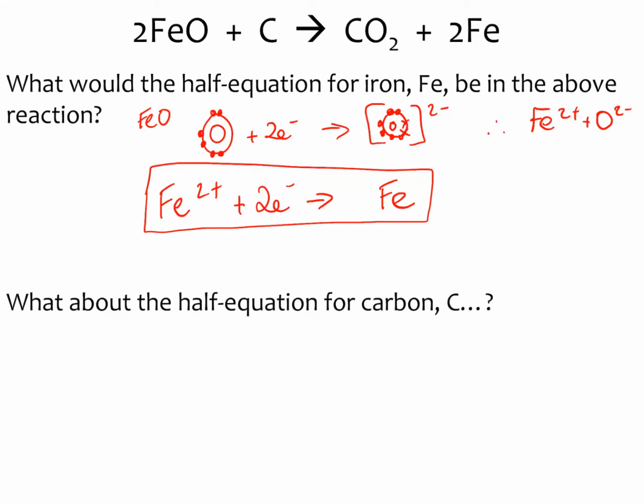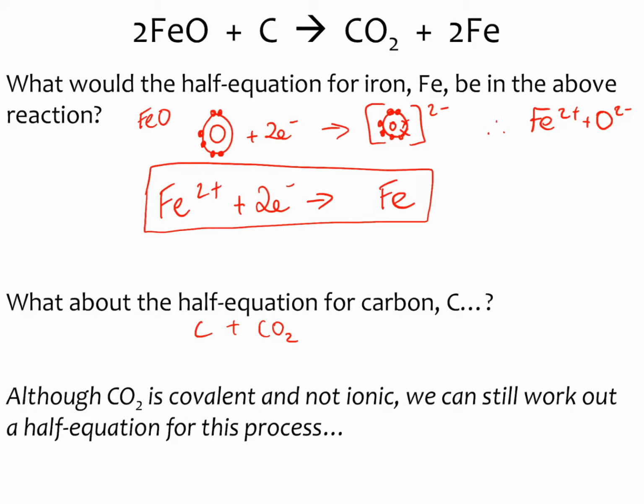But what about the half equation for carbon? Now, carbon to carbon dioxide is a bit more tricky because carbon dioxide is not ionic. It's a covalent molecule, so it doesn't form ions. But we know that this is an oxidation because carbon is forming carbon dioxide. It's gaining oxygen. And we know that oxidation can be expressed in terms of electrons. Now, although carbon dioxide is covalent and not ionic, we can still work out a half equation for this process. And this is where oxidation states come in.